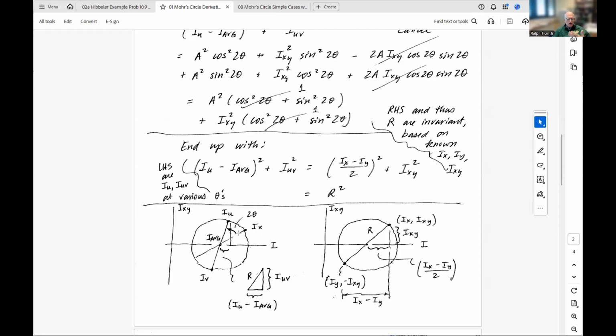The same circle, you can let this line rotate to some IU, IV, IUV position at some different angle. And it's going to have the same radius, the same I average, and the same circle as this guy. So this equation suggests a circle with I average at the middle, a radius that's equal to this guy.